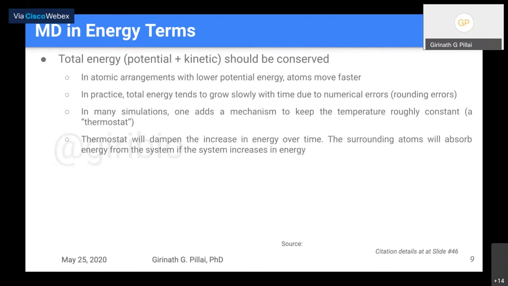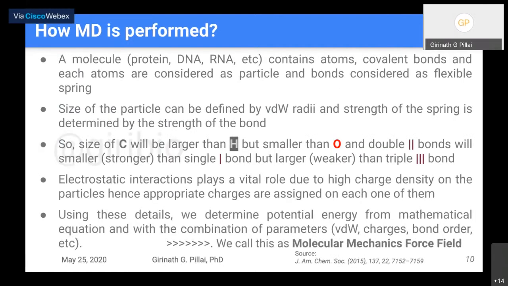Thermostats will dampen the increase in energy over time, and the surrounding atoms will try to absorb energy from the system if the system tries to increase in energy. So everything is controlled there. That's where we call them constraints being assigned here. So we keep all these constraints: acceleration, position, velocity, time, and energy constraints.